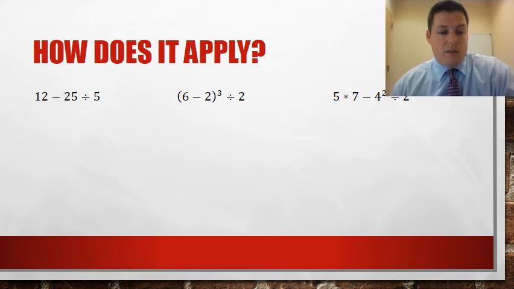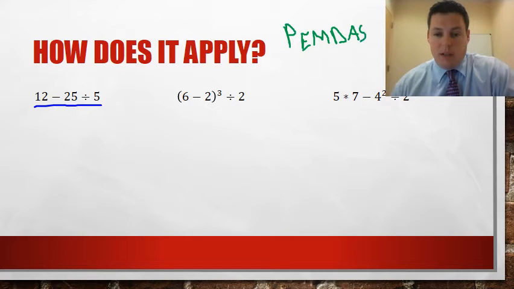So let's look at this problem here. We have 12 minus 25 divided by 5. So remember, we should write this down in order to remember: please excuse my dear Aunt Sally, or PEMDAS. The first thing we're going to look for is parentheses. Well, we don't see parentheses here, so we're not going to use that. We don't see exponents, we're not going to use that.